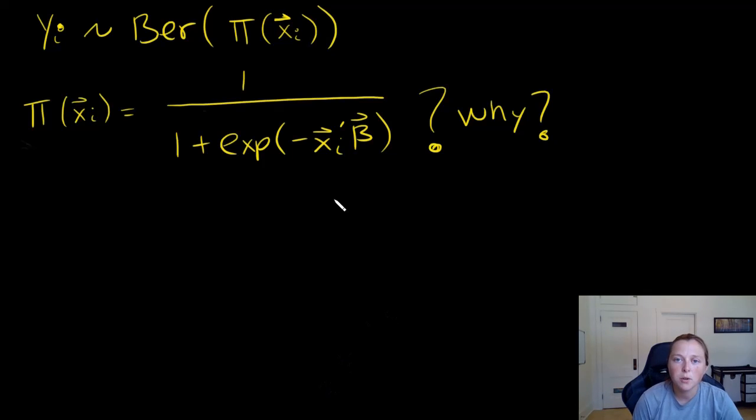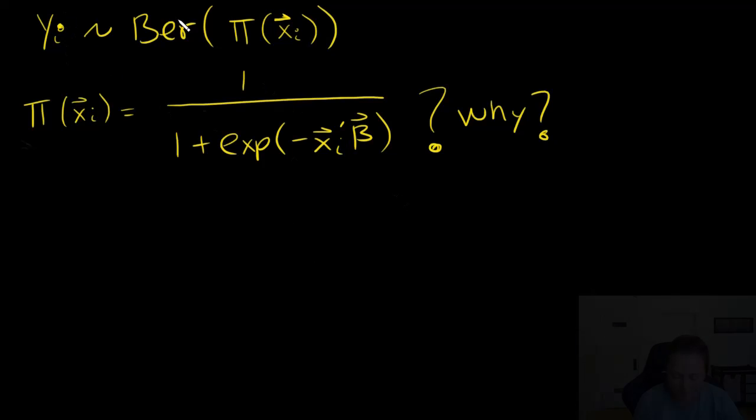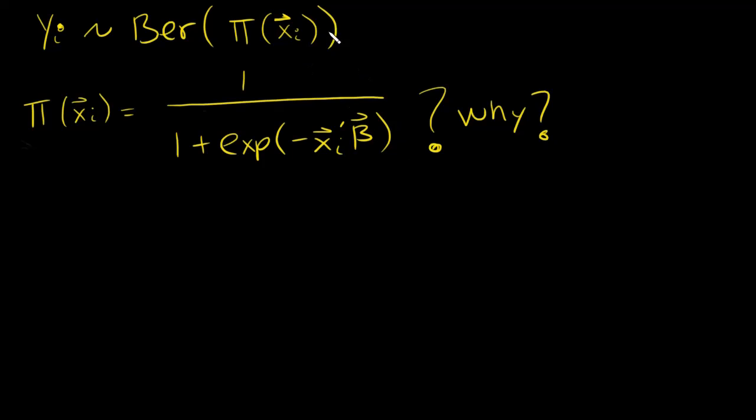All right, so I want to take a few moments to talk about the setup for a logistic regression and why we have it set up that way. You may have seen this relationship here, and this is what I'm going to discuss. Why is it that we set up our logistic regression like this?